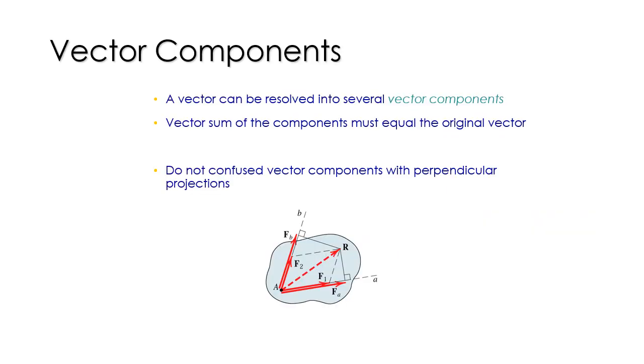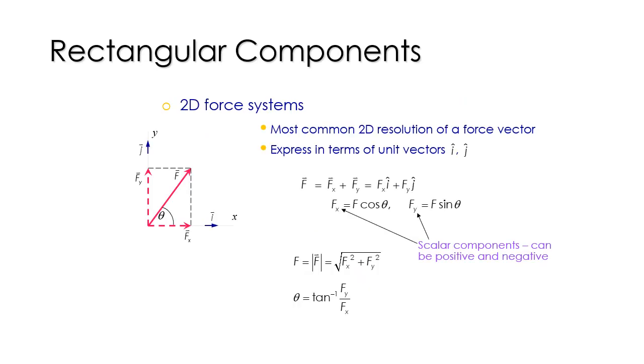So vector components. A vector can be resolved into several vector components. Then the vector sum of the components must equal the original vector. For rectangular components, we have here an example of force F, which can be split into its rectangular components F sub x and F sub y.